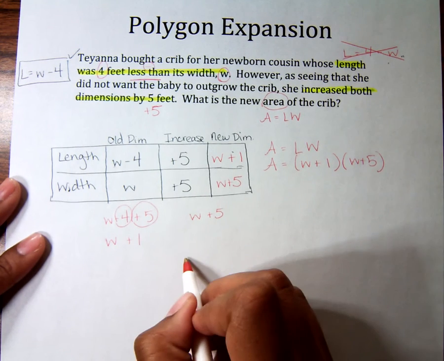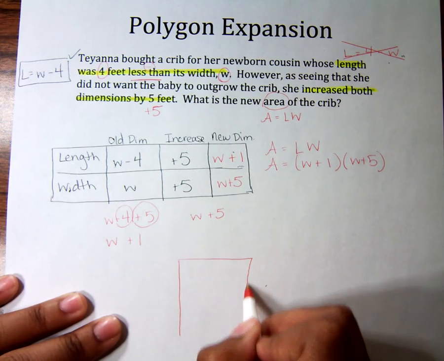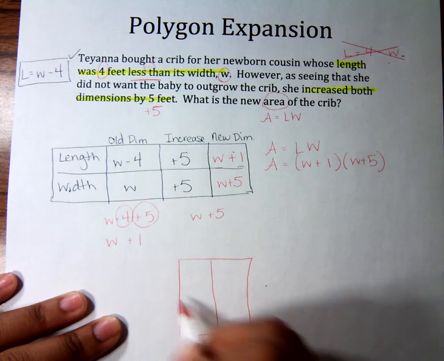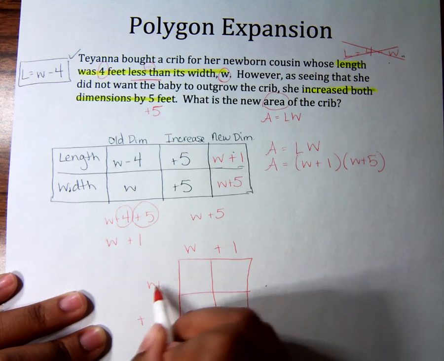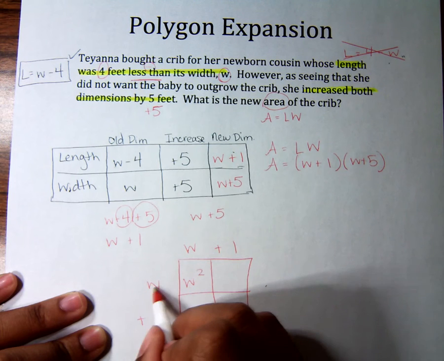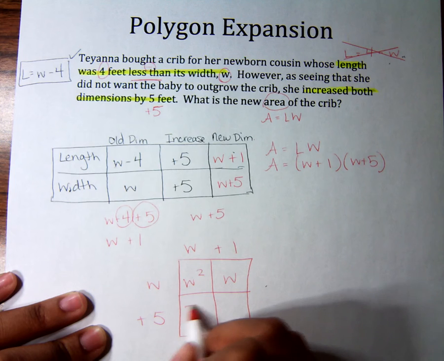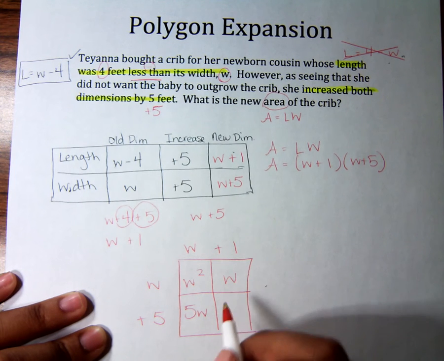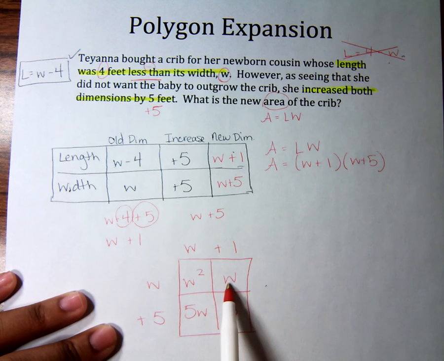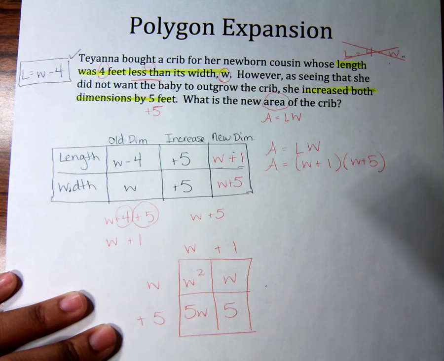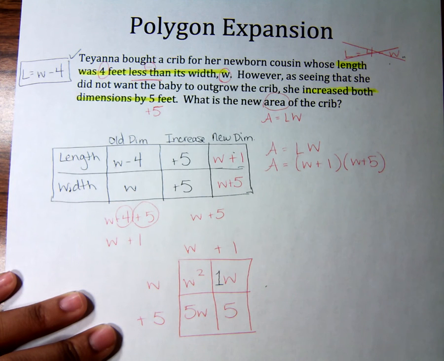Going to use the box method, and I'm going to bring it down just a little bit. W plus 1, W plus 5. W times W, W squared. W times 1, just W. 5 times W, 5W, and 5 times 1 is 5. Now, you may forget that this is just a W and there's actually a 1 in front of it, so you can write in your 1 so you do not forget.